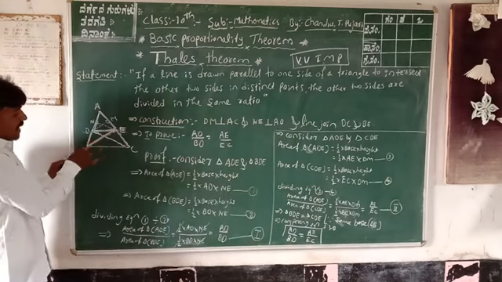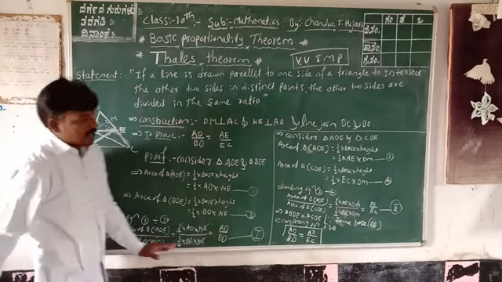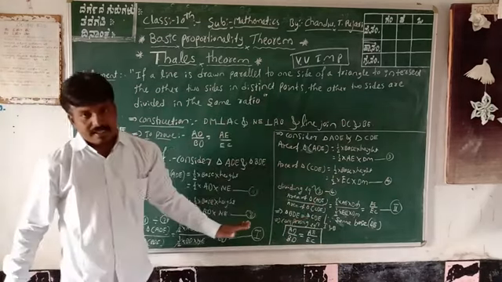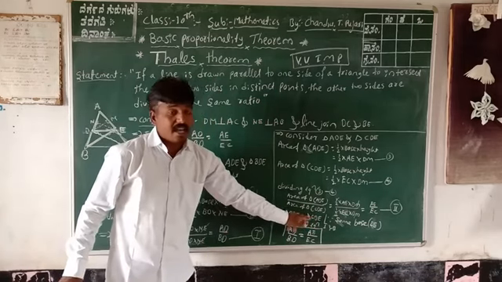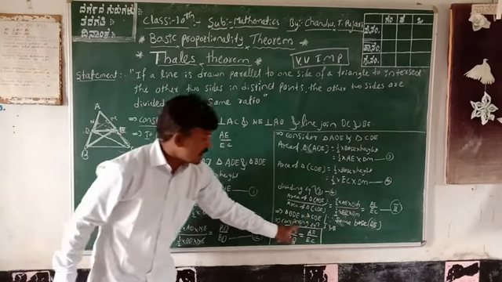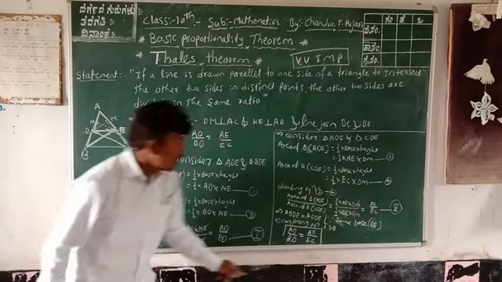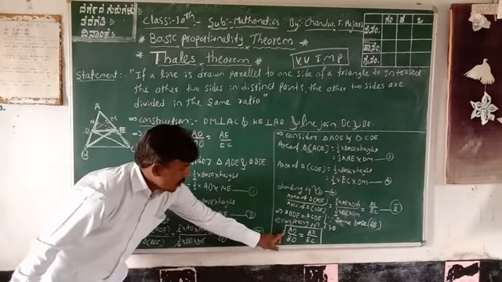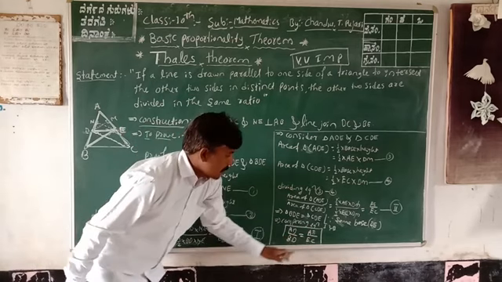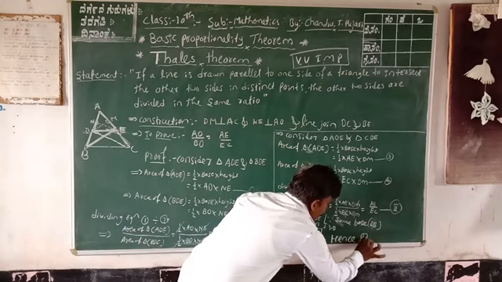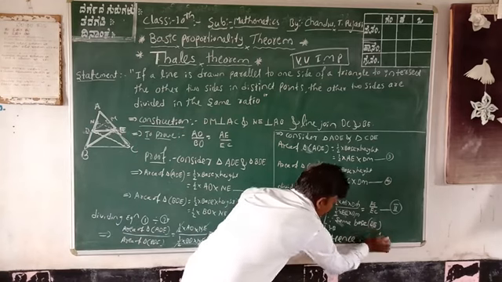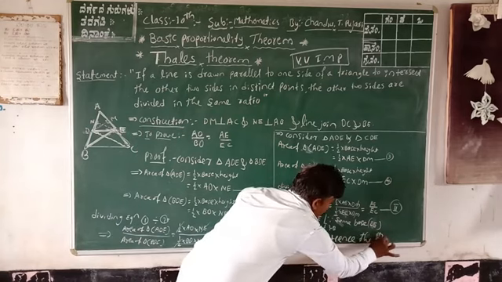These two triangles are equal because they have the same base. Therefore, these two areas are equal. Comparing standard equations 1 and 2, our condition is AD divided by BD is equal to AE divided by EC. Hence the proof.